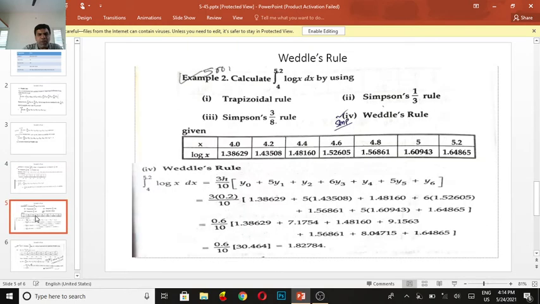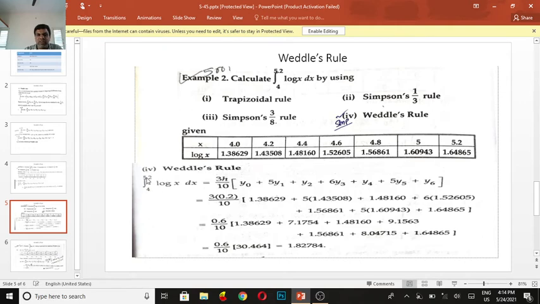We come to one more problem. Calculate the integral from 4 to 5.2 of log x using Weddle's rule. So x starts at 4, and the interval should be 0.2. The number of subdivisions should be either 6, 8, or 10. Here taking 6, so 4.0, 4.2, 4.4, 4.6, 4.8, 5, 5.2. So each h difference should be 0.2.